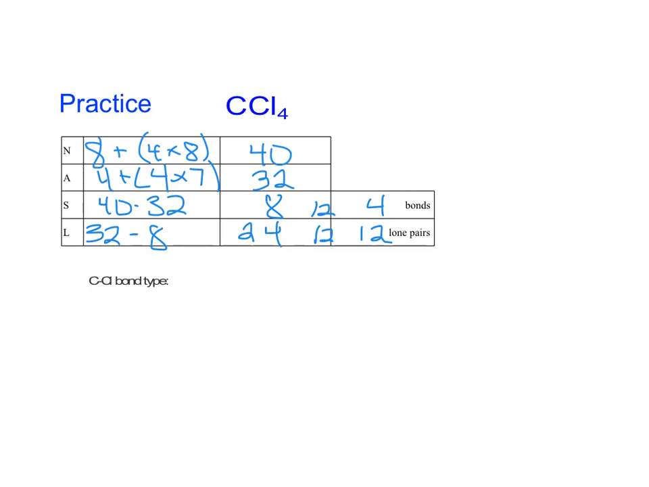So now we've got to draw our skeleton structure. Carbon is listed first, so it's going to go in the center. If you look at it on the periodic table, it's also further away from fluorine. So we're going to put carbon in the middle, and I've got to put chlorines around it. There's 4 sides and there's 4 chlorine atoms, so we're going to use all 4 spots. And if you check it out, it actually says that we need 4 bonds, and I've got 4 spots for bonds. So 1, 2, 3, 4 bonds.